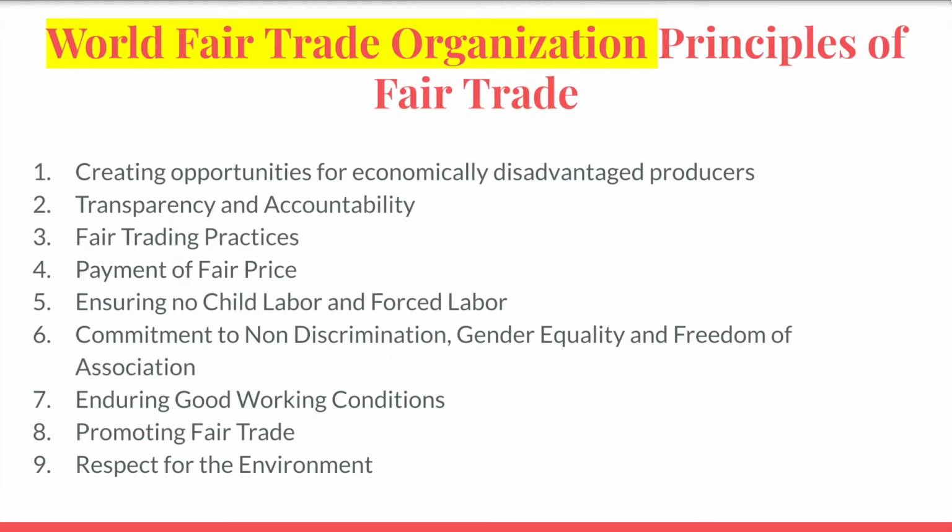Okay, finally, the World Fair Trade Organization. These principles of fair trade, although this is through an economic lens, also provided connections to economic reform socially. Okay, and you can see nine different principles of fair trade that are directly related to society and the environment.